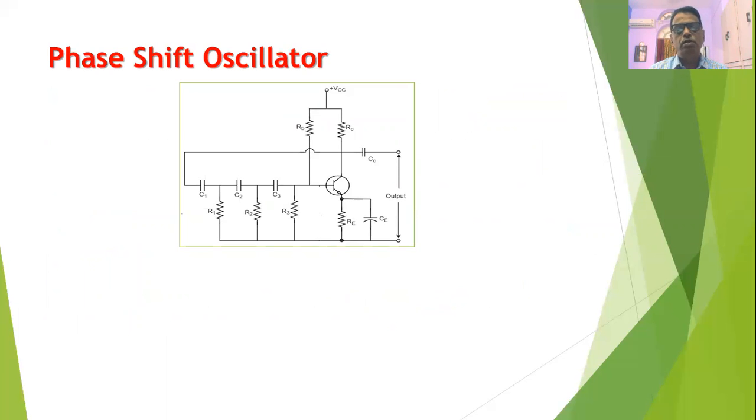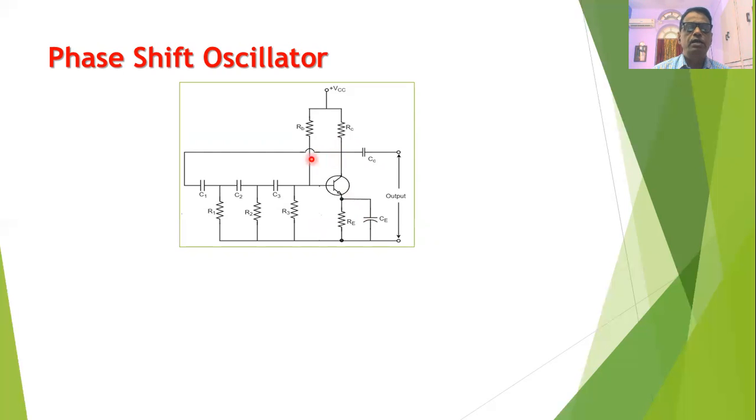Now let us go to the circuit diagram of the phase shift oscillator. As we know, for any oscillator we require an amplifier along with a feedback circuit. So this is an amplifier circuit. This is an RC amplifier or CE amplifier. Observe that the transistor base is connected to the base resistance, the collector is connected to the collector resistance, and the emitter is connected to the emitter resistance. The emitter is also connected to a capacitor, and this capacitor will keep the AC potential at the emitter equal to 0.